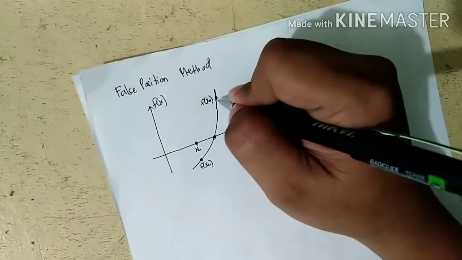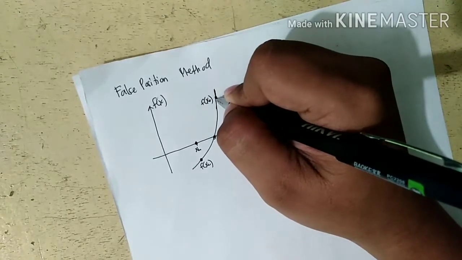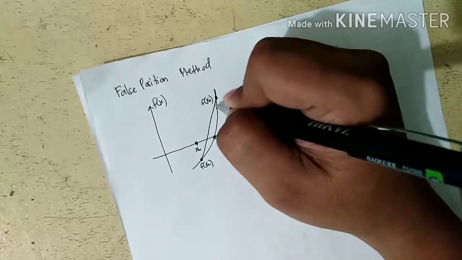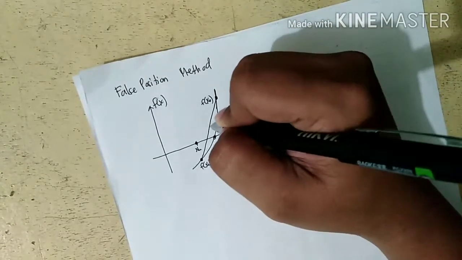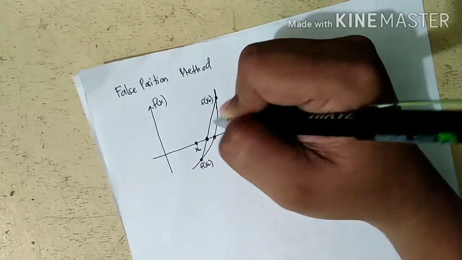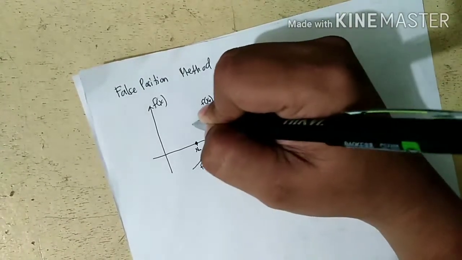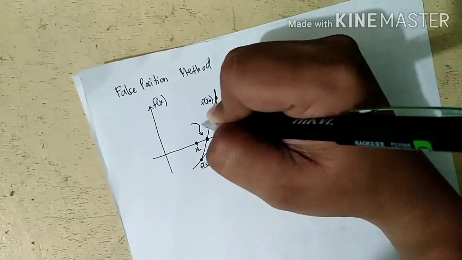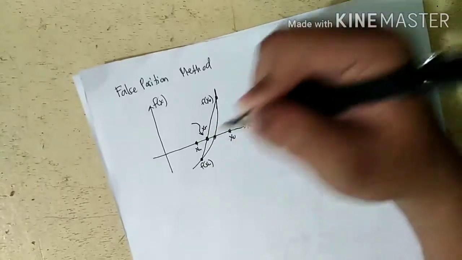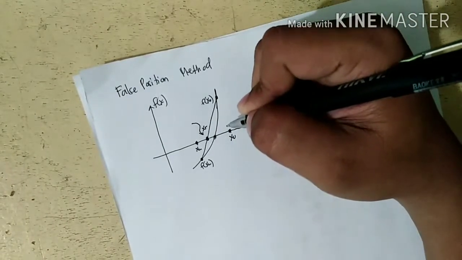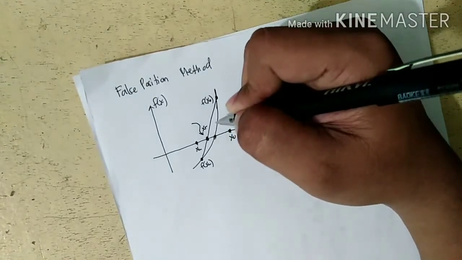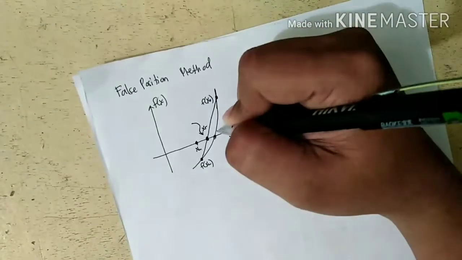So if you connect these two points, there will be an intersection between the x-axis and this line. The intersection between this line and the x-axis is our estimate root. Let's call this one XR, our estimate root. If we use the false position method, we get the value of XR.